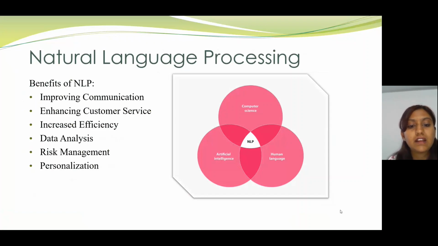And data analysis: NLP can help analyze large amounts of text data, allowing businesses to gain insights into customer behavior, trends and sentiments. And personalization: it also gives a personalized experience to customers, leading to increased customer satisfaction and loyalty. Then it comes to risk management: NLP can be used for fraud detection, sentiment analysis and risk assessments to identify potential risks and mitigate them before they escalate.